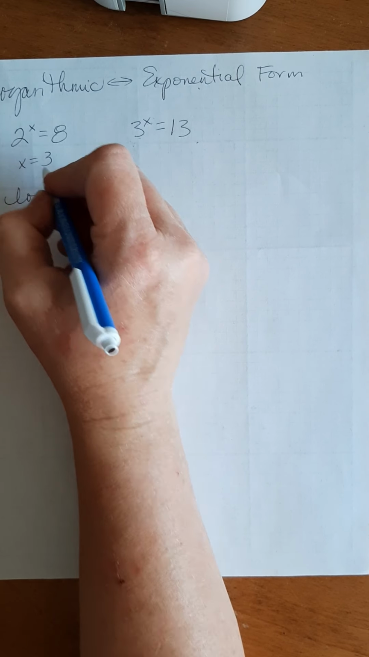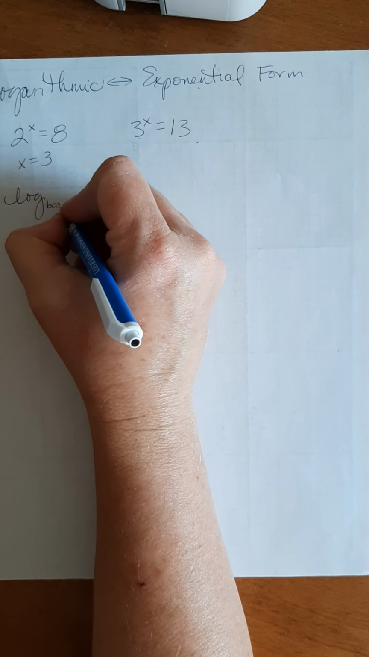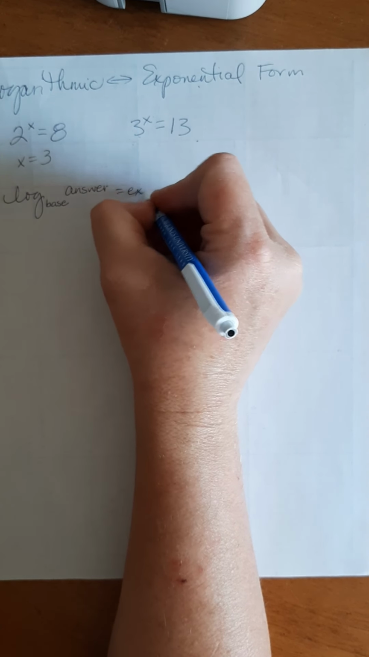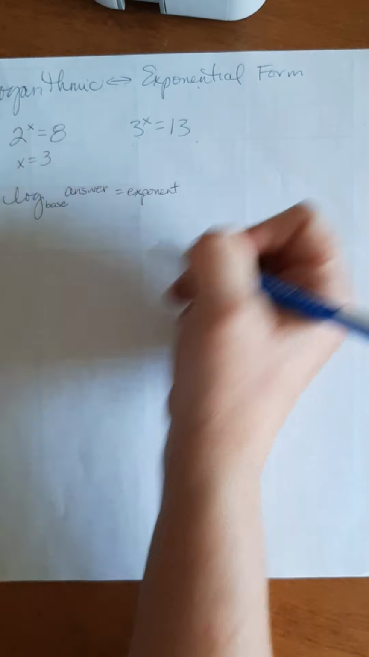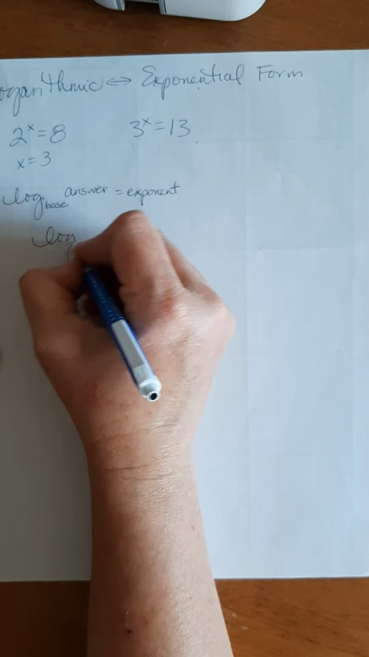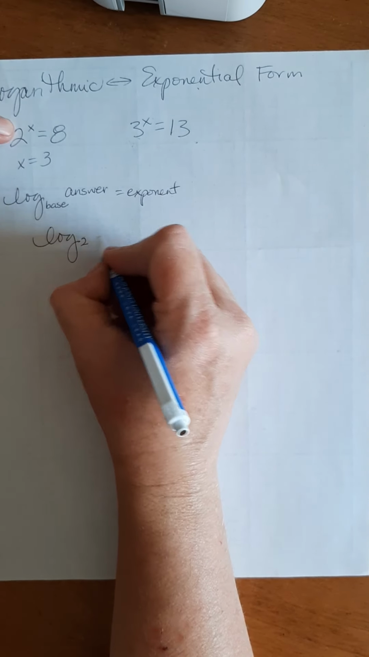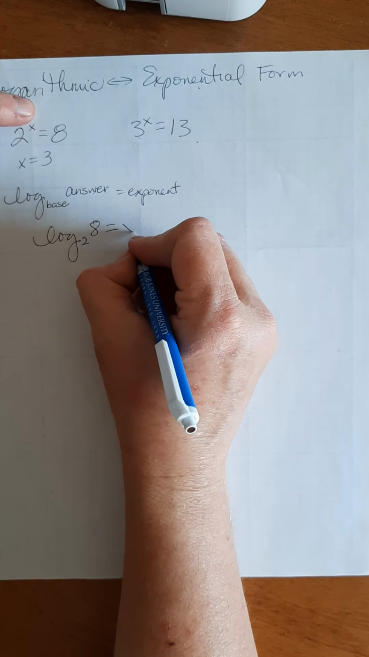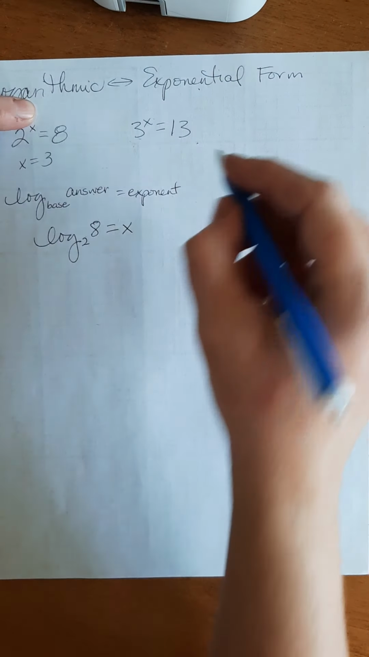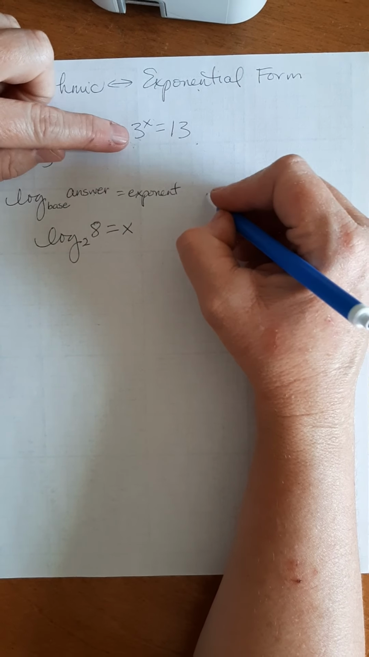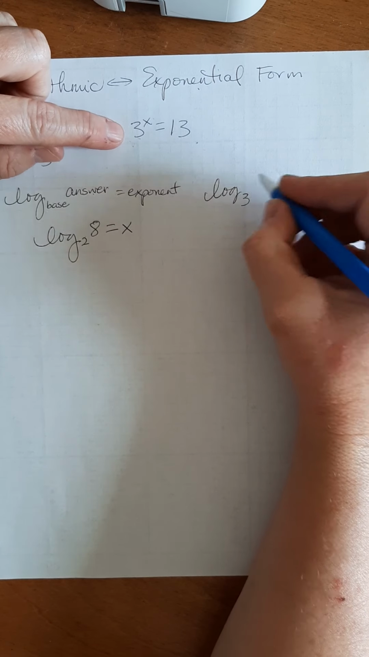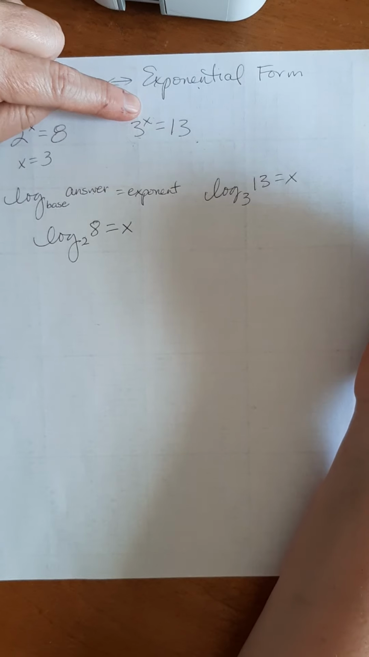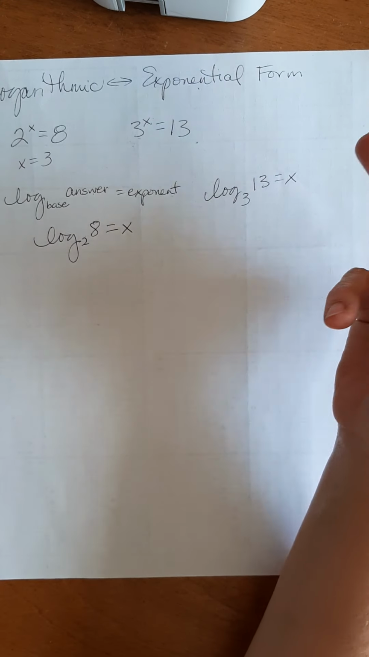With logarithms, you've got your base, answer, exponent. So it kind of makes a circle. Like this would be log base 2, answer, which is 8, equals the exponent, x. Like this one, you would have log base 3, answer 13, equals exponent. And you also can reverse it.